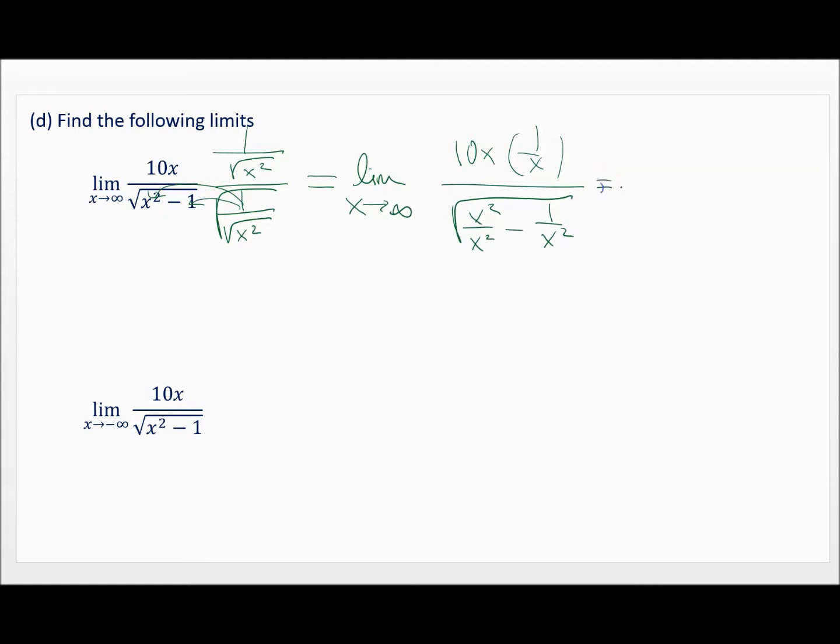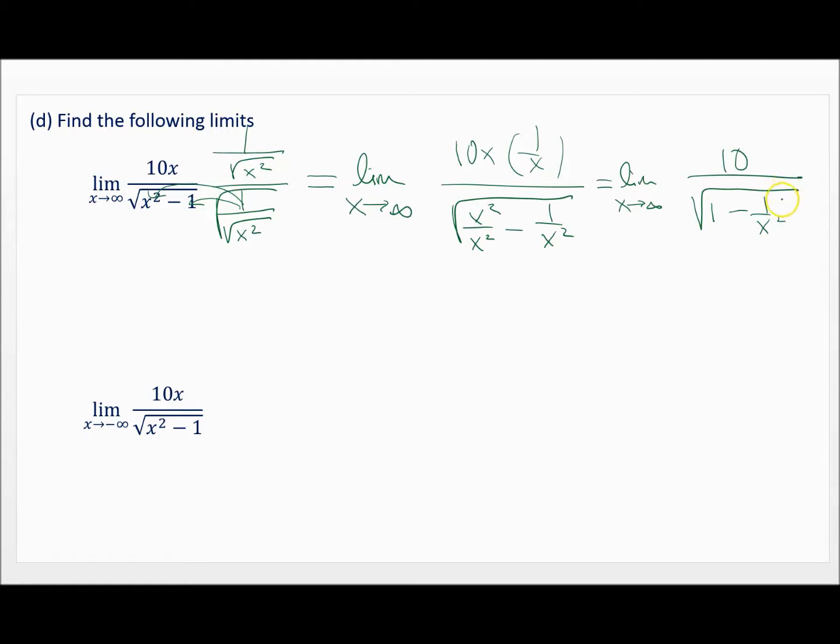Now when I simplify, don't forget your limit in the front as x approaches infinity. Now 10x times 1 over x is 10, which is nice. And in the denominator, I have the square root of x squared over x squared is 1 minus 1 over x squared. What do I do now?